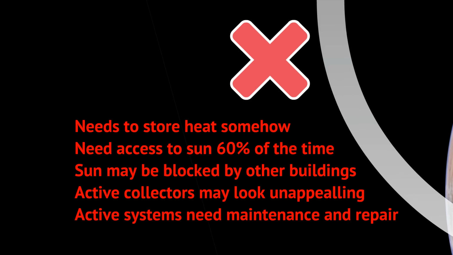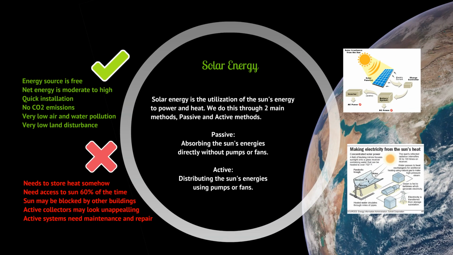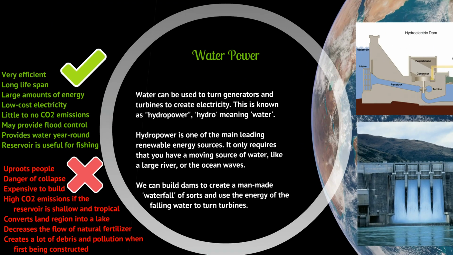So what are some of the downfalls? Well, first of all, you need to store the energy somehow. Once the sun goes down, you don't have that heat, or you don't even have the energy because the sun's gone. So you need access to the sun at least 60% of the time, or else you might not have stored enough heat to survive for the rest of the night. And the sun might be blocked, and, well, active collectors, they look kind of bulky, kind of clumsy, not the best thing to have on the top of your roofs. In fact, you might want to replace them with Santas and snowmen during the wintertime rather than having big, bulky things collecting sunlight. And if they break down, you have to fix them. So that's solar energy.